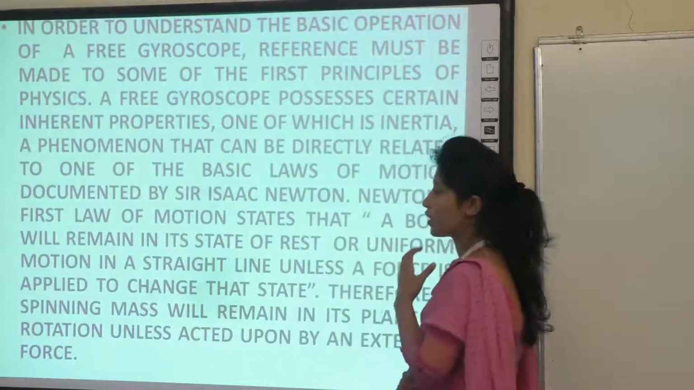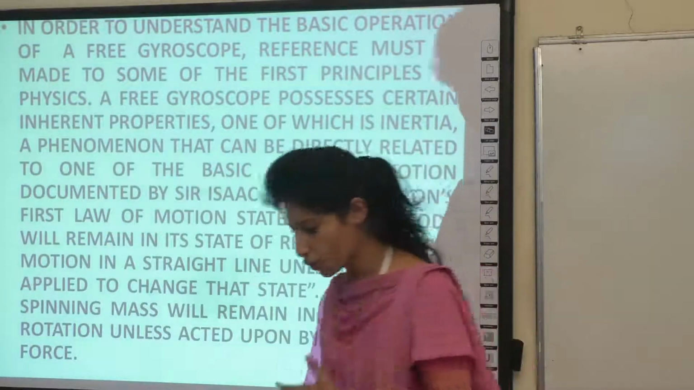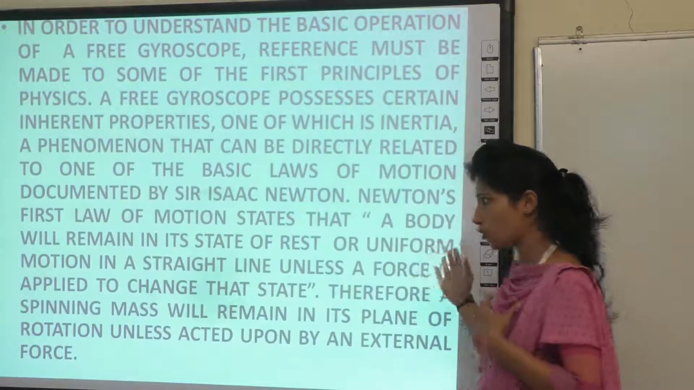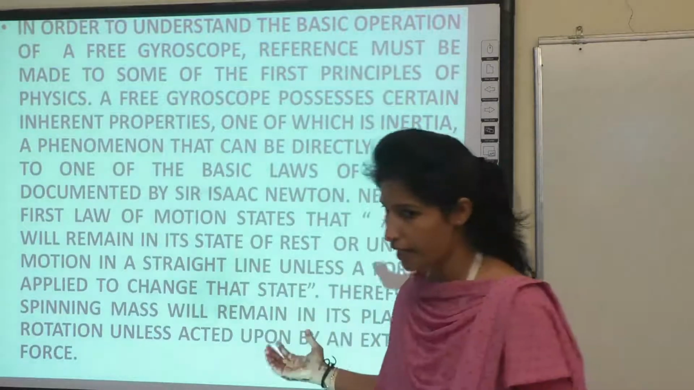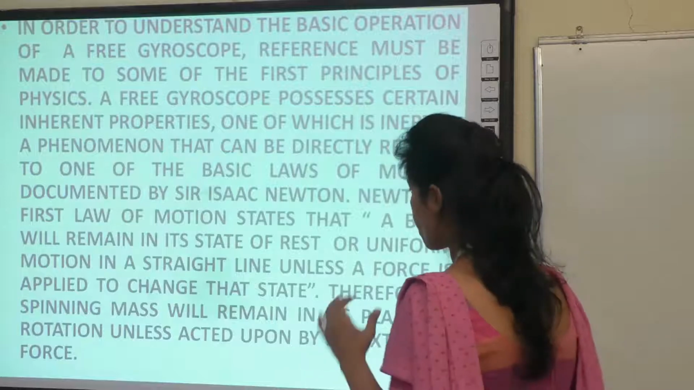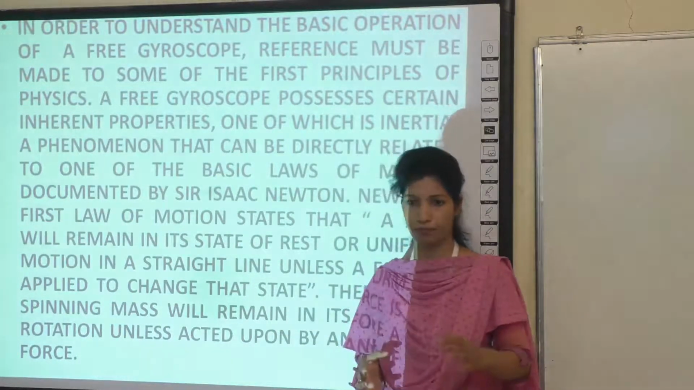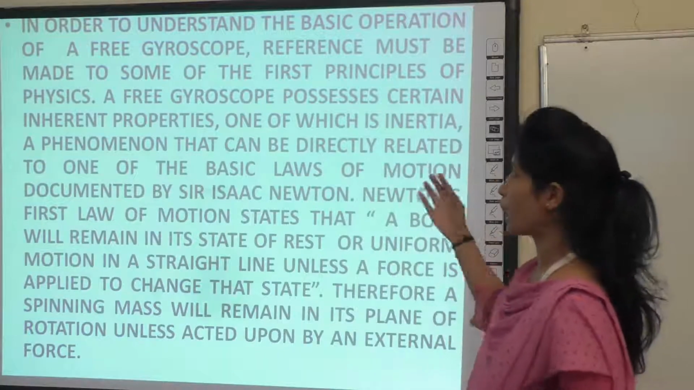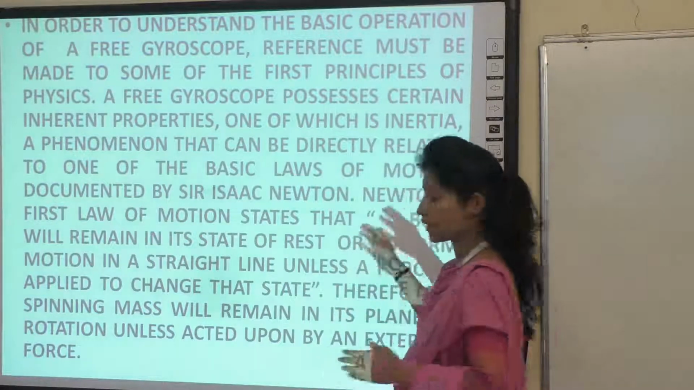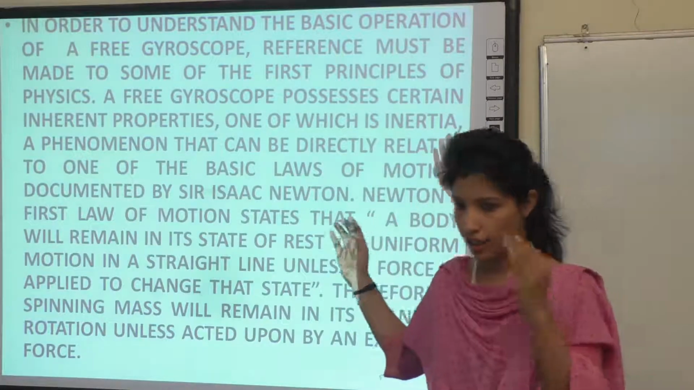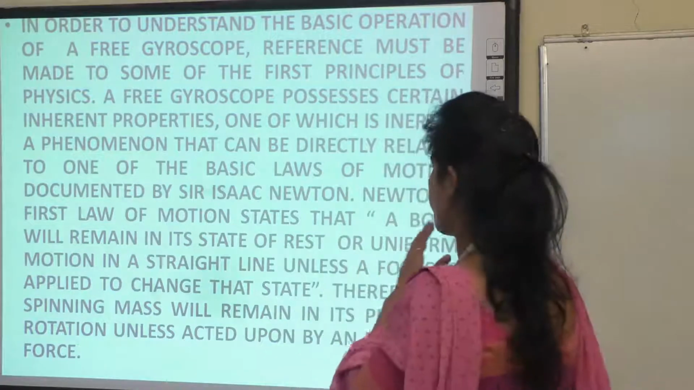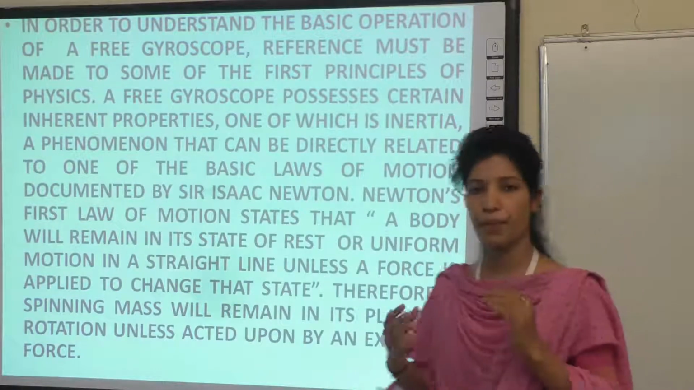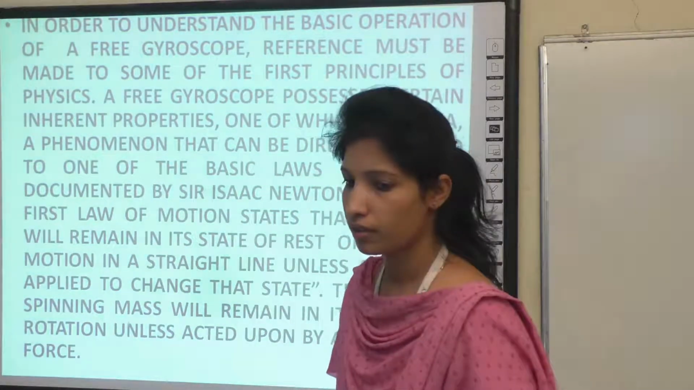Actually, Isaac Newton's first law is used in a free gyroscope. A body will remain in its state of rest or uniform motion in a straight line unless a force is applied to change the state. I'm talking about the free gyroscope in order to understand. Here I have already told that Newton's first law is used in this free gyroscope. A body will remain in its state of rest or uniform motion in a straight line unless force is applied to change it.